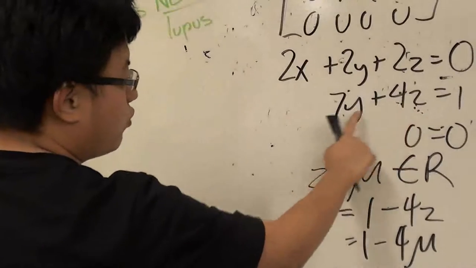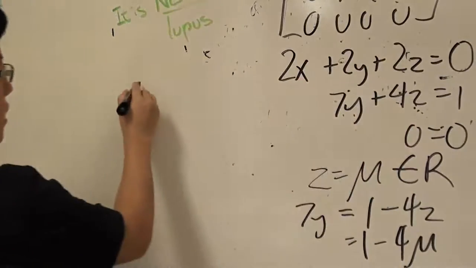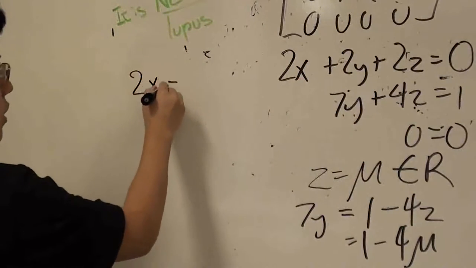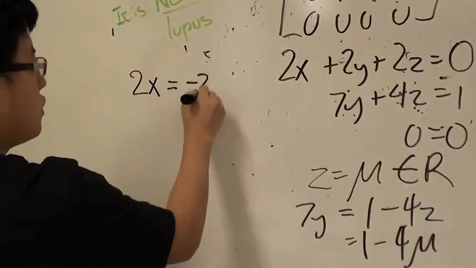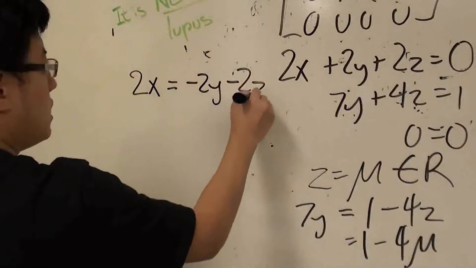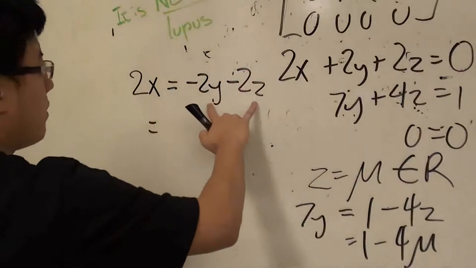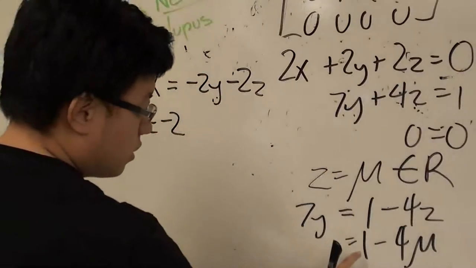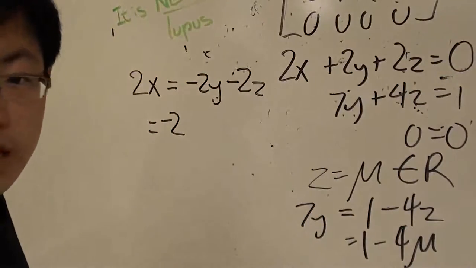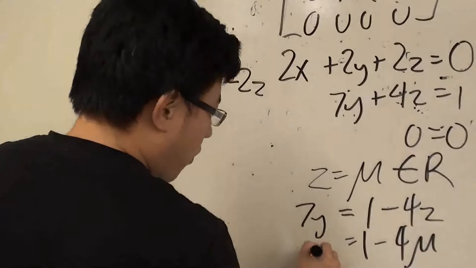We're still not done. We defined z, we defined y. We're missing x. So it's going to be 2x equals 2. I'm going to move both of these to the right, so it's going to be negative 2y minus negative 2z. Well, we already defined these two, so we can just jump in. y was 1... Yeah, you can see it.